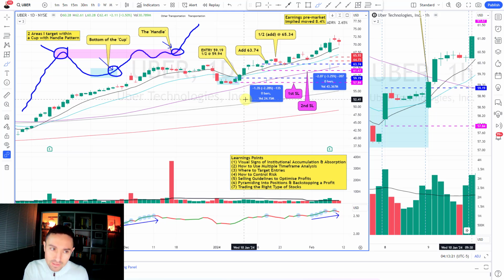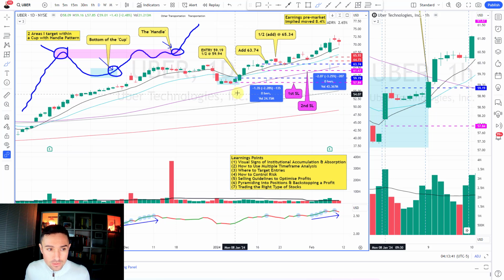Okay, this is where I'm looking for the footprints. Okay, Uber, I'm now looking for the footprints, and I love using the 1 hour time frame. My two main time frames are the daily chart and the 1 hour chart. I'm aware of the weekly and monthly charts, but where I spend the vast majority of my time is the daily chart and the 1 hour chart.